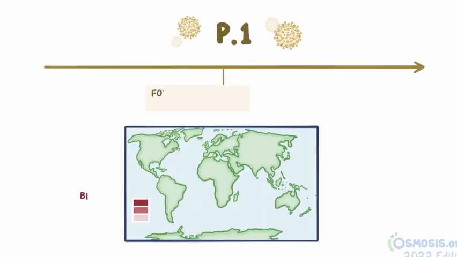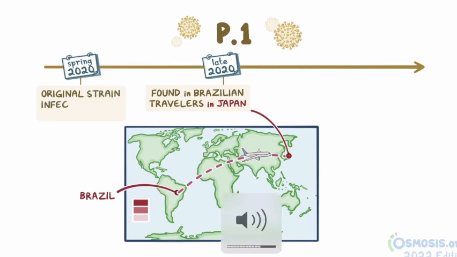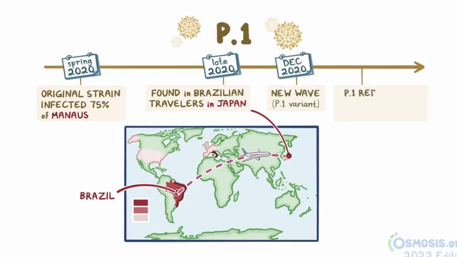P.1 was first found in Brazilian travelers in Japan in late 2020 and continues to be a major strain within Brazil. In the spring of 2020, the original COVID-19 strain infected 75% of the Brazilian city Manaus. It was thought by some epidemiologists that the city reached herd immunity given the high percentage of infections in the spring. However, by December 2020, another wave of COVID-19 infections began, and the new wave was being caused by the P.1 variant strain. The variant strain has been reported in several other countries as well and was found in the US in late January 2021.